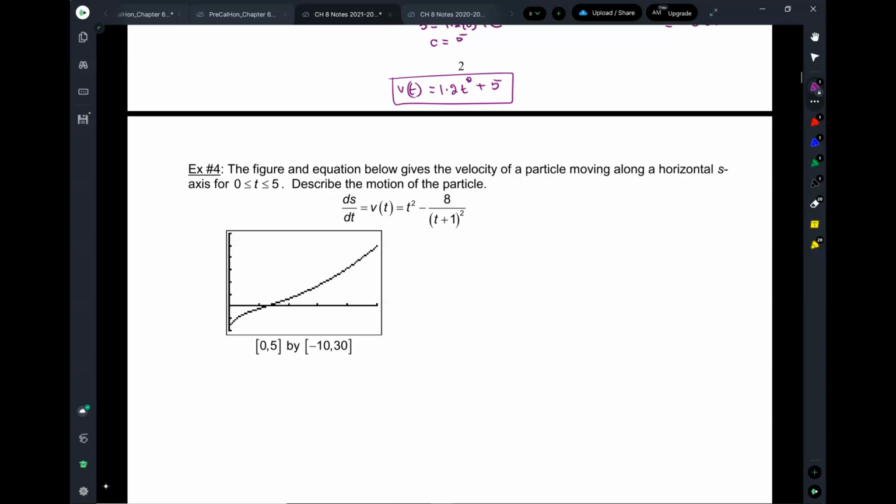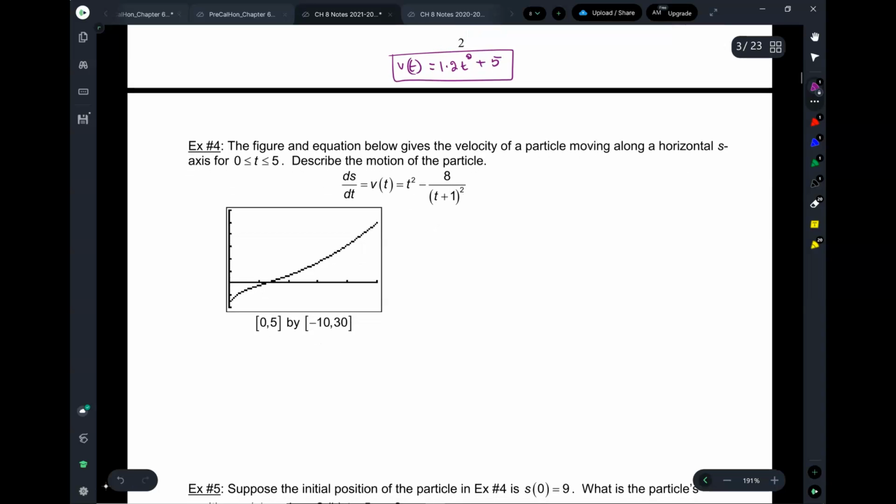So what do we have here? We have v of t, right? And we want to talk about the motion of the particle. So you have to figure out where the velocity was equal to 0. And you want to do this using your calculator.